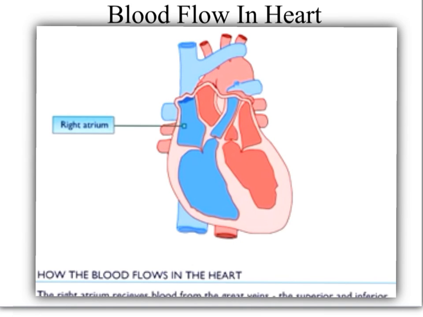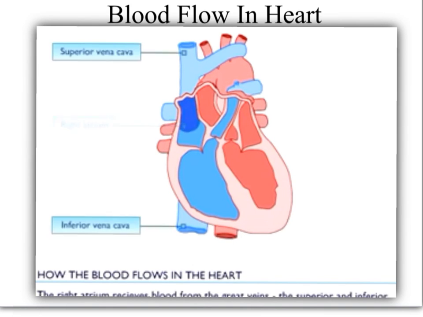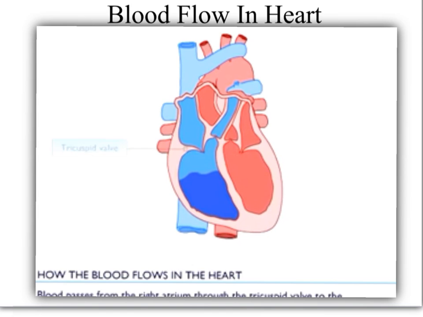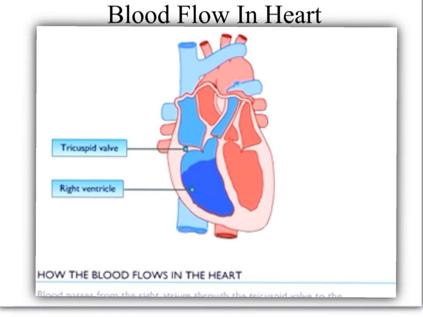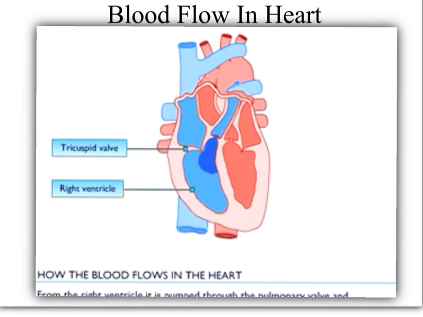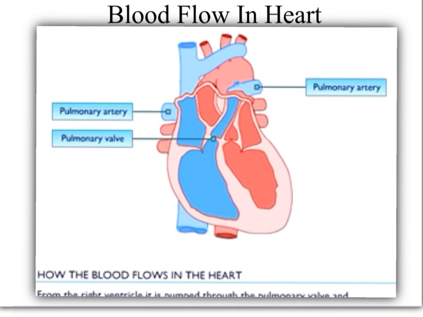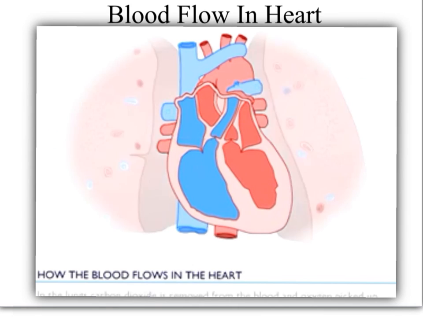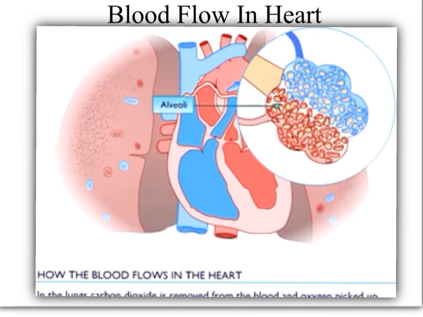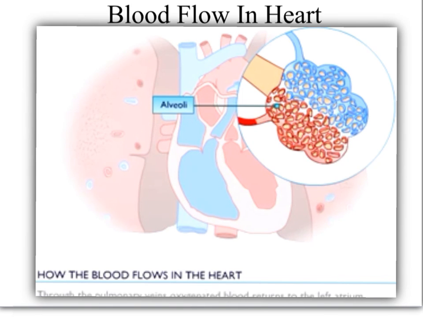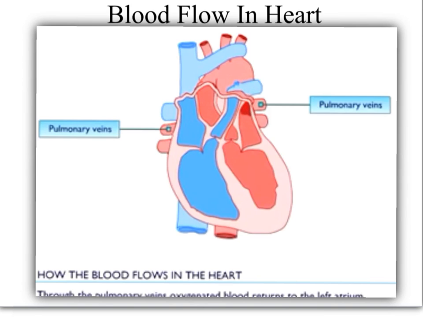The right atrium receives blood from the great veins, the superior and inferior vena cava. Blood passes from the right atrium through the tricuspid valve to the right ventricle. From the right ventricle, blood is pumped through the pulmonary valve and pulmonary arteries to the lungs. In the lungs, carbon dioxide is removed from the blood and oxygen is picked up. Through the pulmonary veins, oxygenated blood returns to the left atrium.